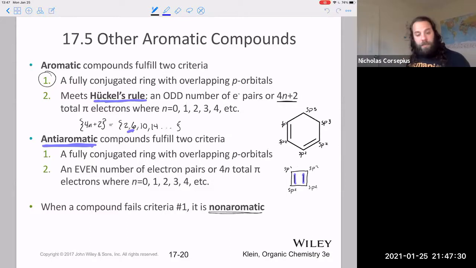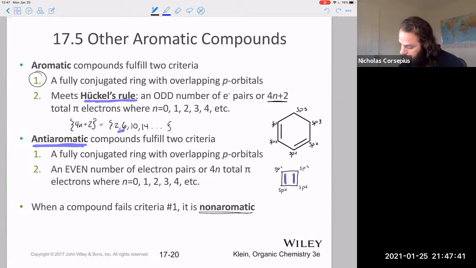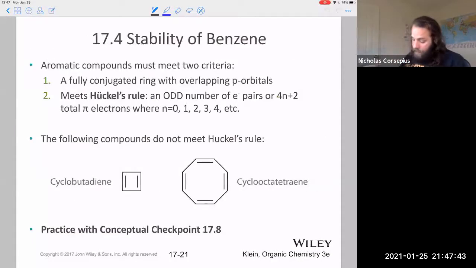Okay, so that's going to be the name of the game for this particular chapter, classifying compounds as aromatic, anti-aromatic, or non-aromatic based on these rules. Again, we had said that cyclobutadiene doesn't meet that rule, so it's anti-aromatic.